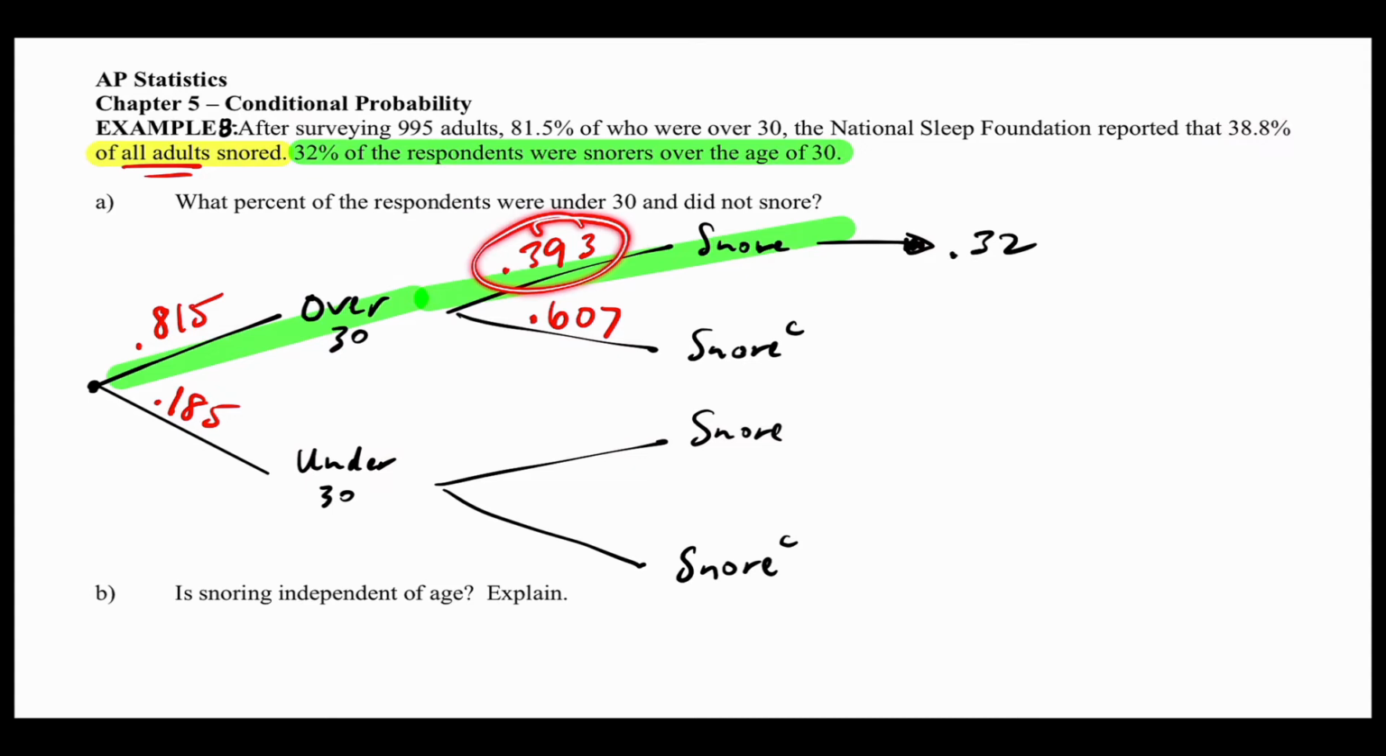Because this plus this has to be one whole, because there's only two options. You either snore or you don't snore. So this guy times this guy has to equal this. I just divided. I used this as my x and divided both sides by 0.815.